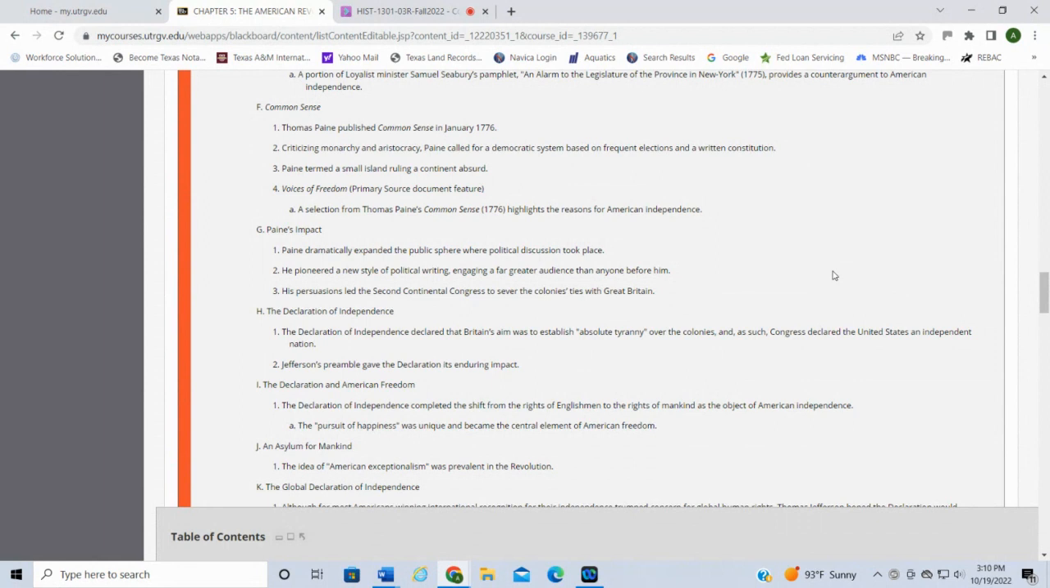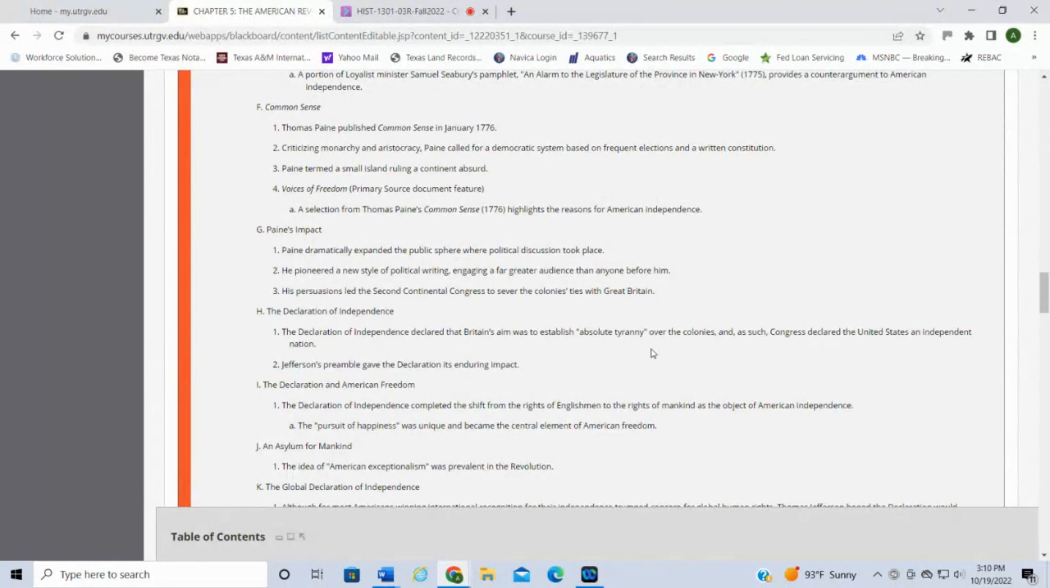And his persuasions led the Second Continental Congress to sever the colony's ties with Great Britain. So this is where we finally start to see, because again, there had been debate as to whether to stay in the British Empire or strike out on their own, Thomas Paine's Common Sense is what really turns the tide here. So this is where we get to the Declaration of Independence. The Declaration declared that Britain's aim was to establish absolute tyranny over the colonies, and as such, Congress declared the United States an independent nation.